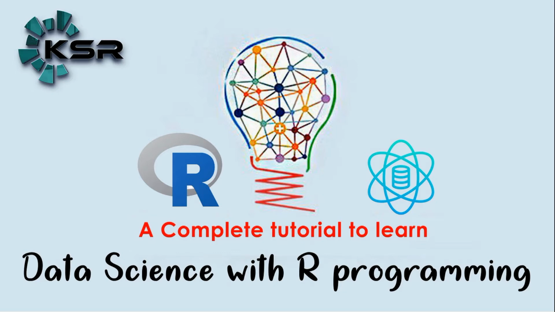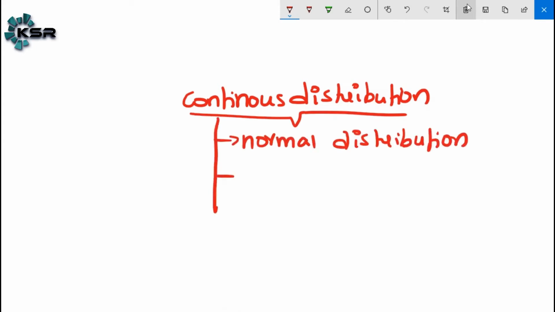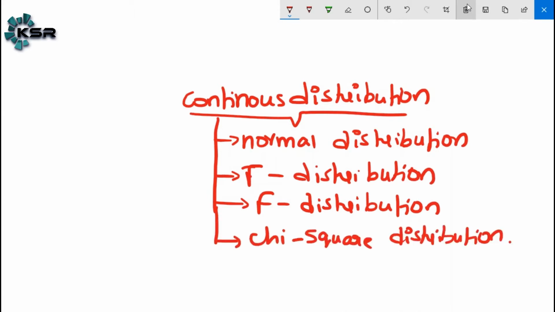Continuous distribution has been classified into 4 different types. Those are the normal distribution, the T distribution, the F distribution, and the chi-square distribution. First let's talk about the normal distribution, then we'll talk about the T distribution, and then the chi-square as well as the F distribution.